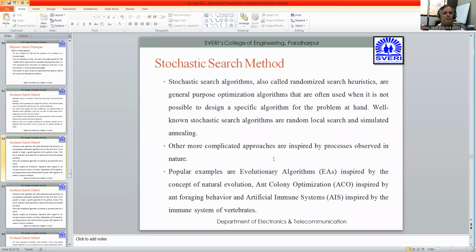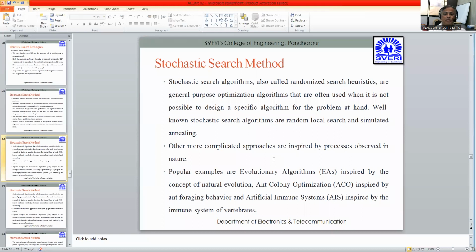Stochastic search algorithms are also called randomized search heuristics. So they are also called heuristics, but they are randomized. They are general purpose optimization algorithms that are often used when it is not possible to design a specific algorithm for the problem at hand. Well-known stochastic search algorithms are random local search and simulated annealing. So obviously the randomness will come into the picture. Whatever we have seen in the earlier methods, like in heuristic search, this is also one of the heuristic methods, but it is called a randomized search heuristic.